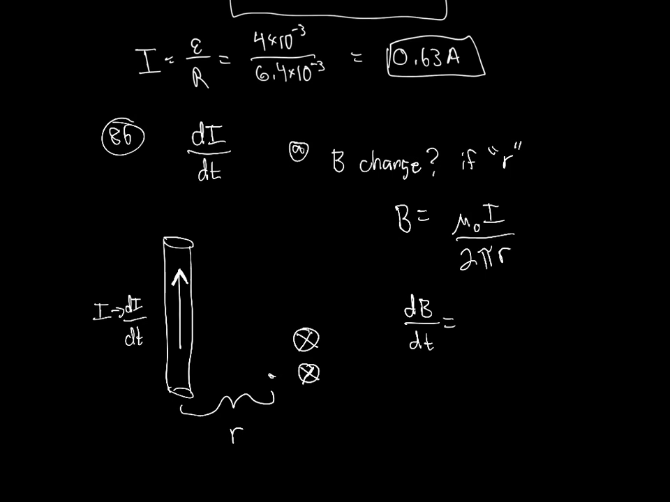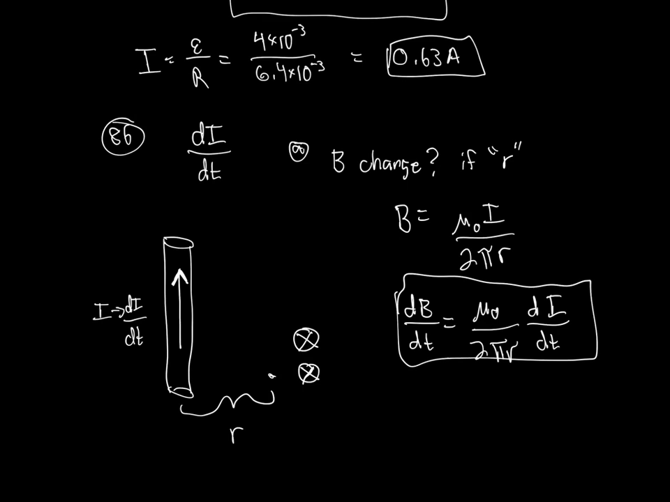Do we know what effect it has on I? What does it make I? It makes I di dt. This is really, really easy. This is ridiculously easy. Mu naught over 2 pi r times di dt. That's your part A. That's how the magnetic field changes when you change the current.